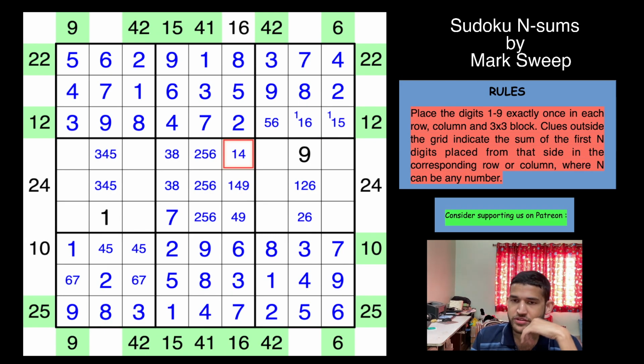Okay, look at this 24. It is minimum 3 cells, but it cannot be 3 cells because you have a 9 here. So this cannot be 7, 8, 9. So it's at least 4 cells long.